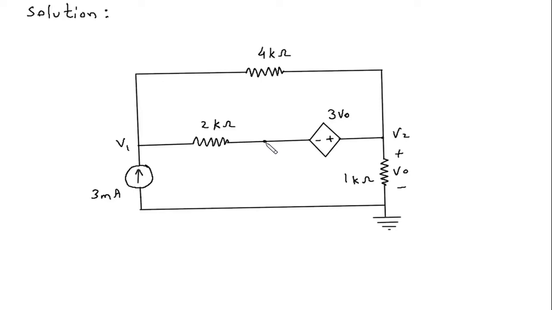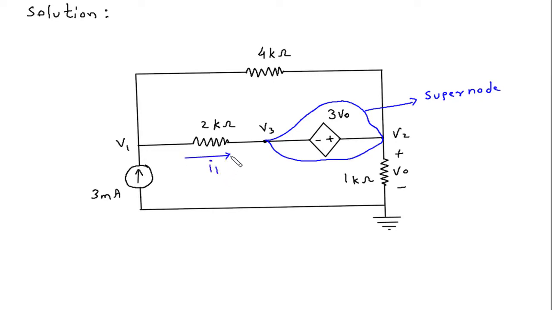Let's assume this is node 3 with voltage V3. Now between these two nodes there is a voltage source, so this forms a super node. Now let's assume the direction of current. Let's say this is current I1, this is current I2, this is current I3.